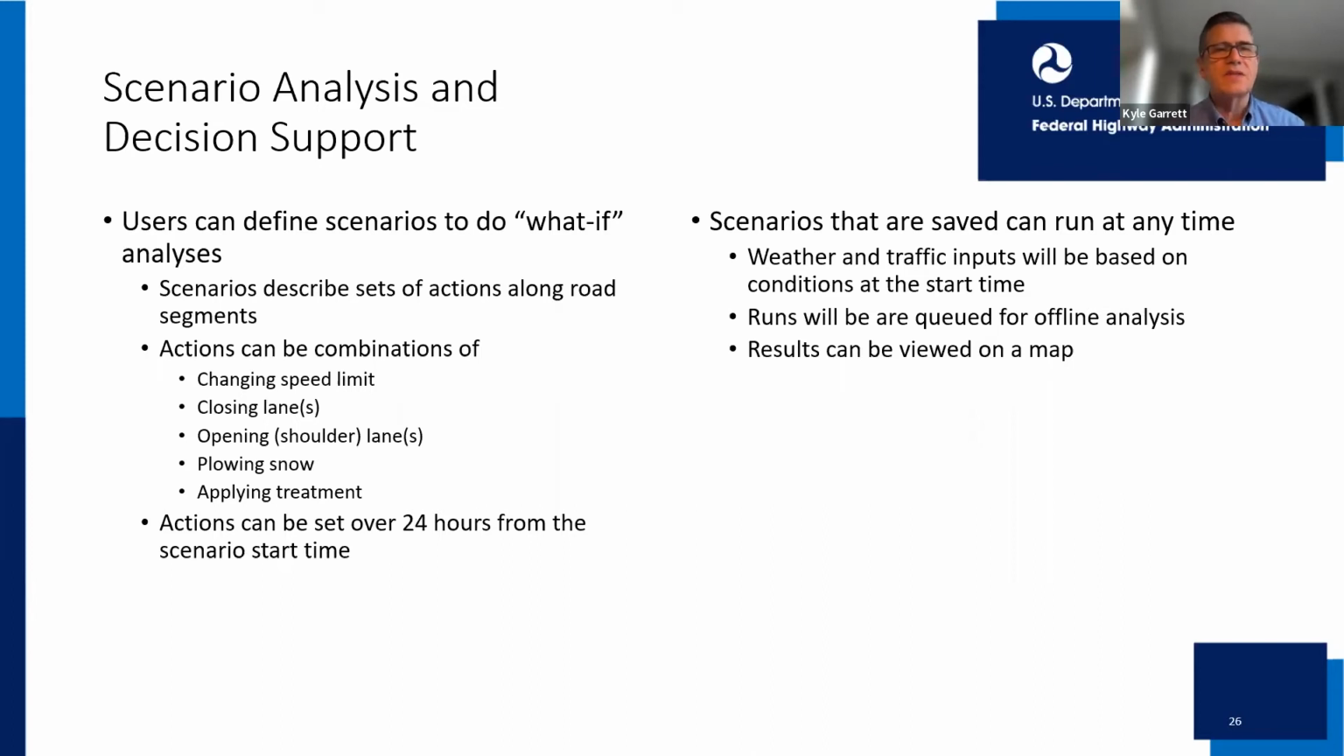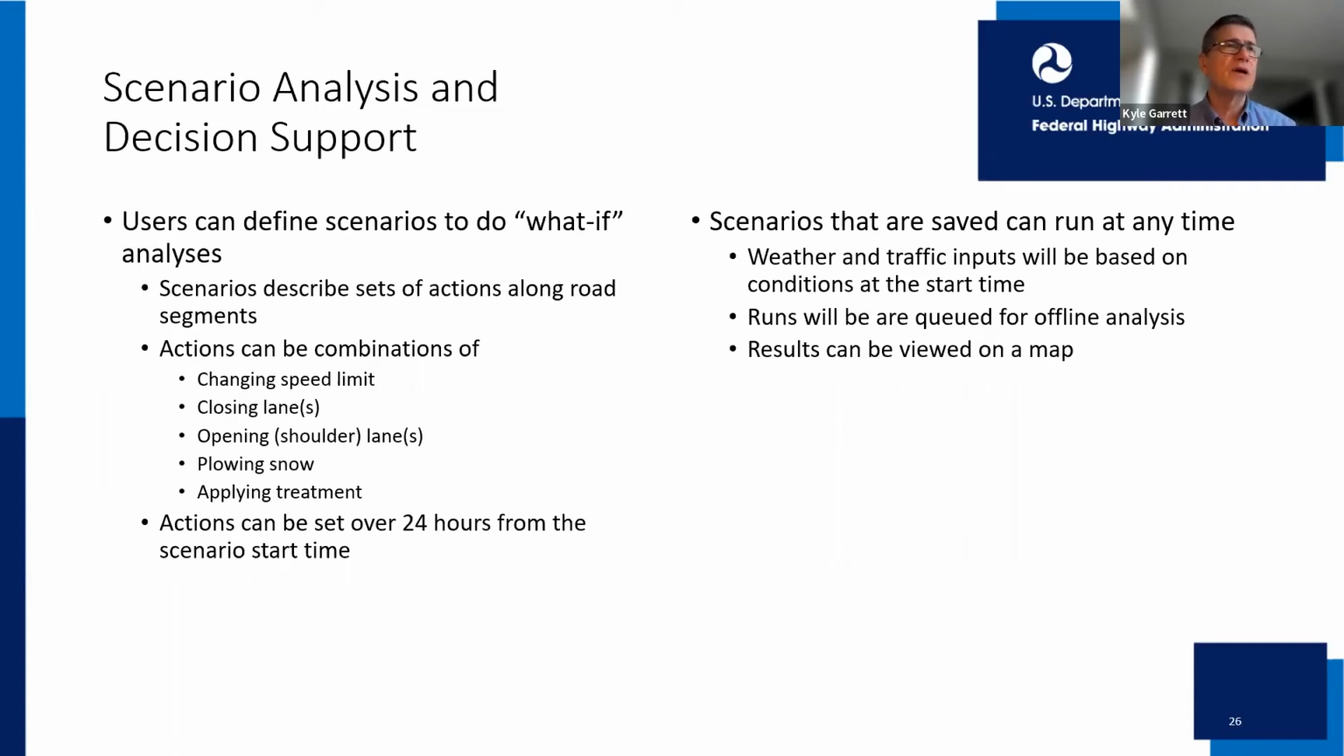Those actions might be things like changing a speed limit or closing a lane. Perhaps it was opening a shoulder lane if you're going to do hard shoulder running. For maintenance purposes, you can select to plow snow at certain intervals or even to apply pavement treatments. And then we give you a 24-hour window for that scenario. You can then save that as a template if you want, or run it immediately.